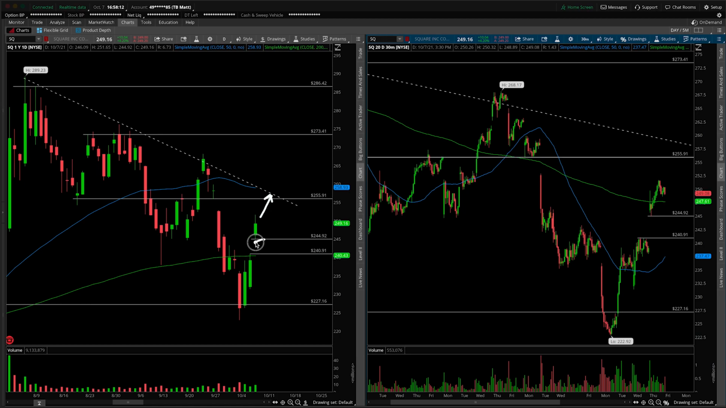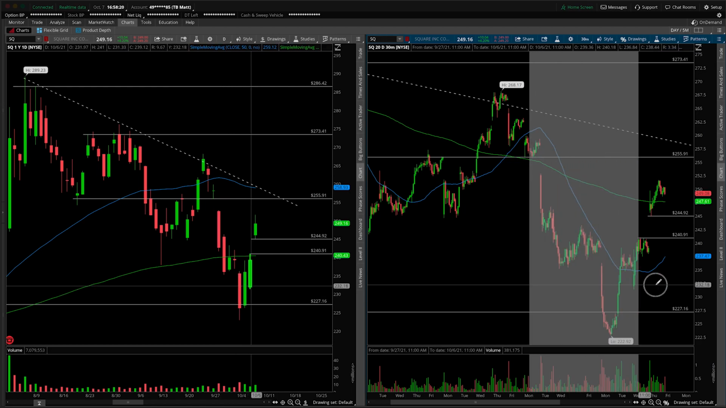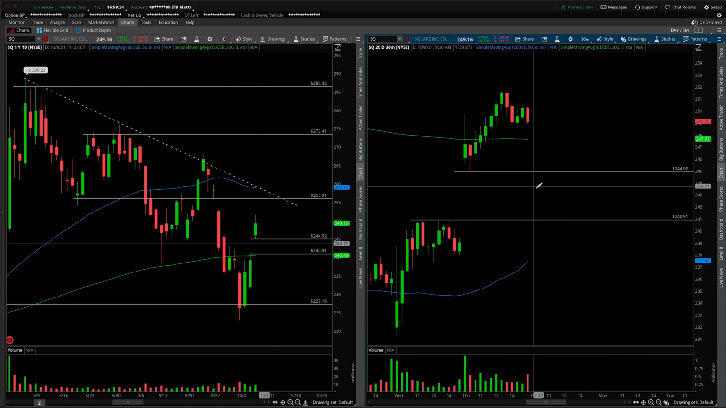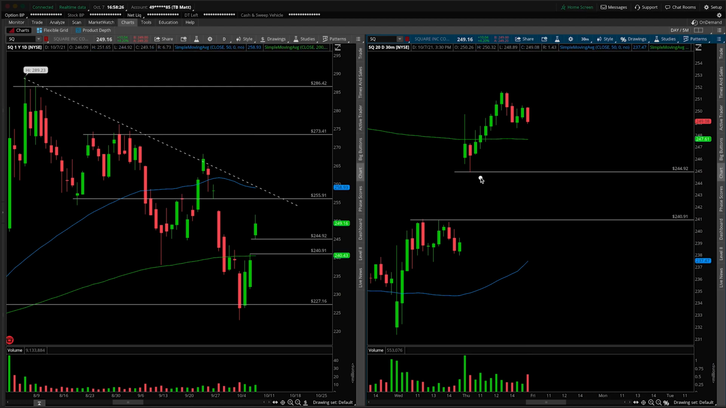To the downside, obviously, we have the glaring gap in the chart underneath us, which we'll talk about in just a moment. And then after that, the pivot low down here at the 227-ish area. Let's take a look now at the 30-minute to see what else we can learn about this movement here. Let's first address the gap since it's large and in charge and kind of on the screen here.